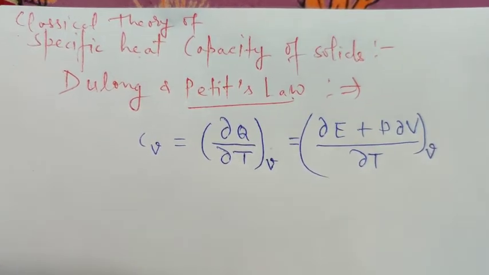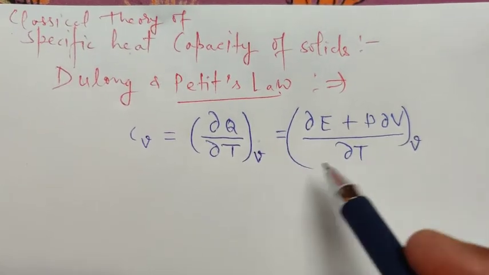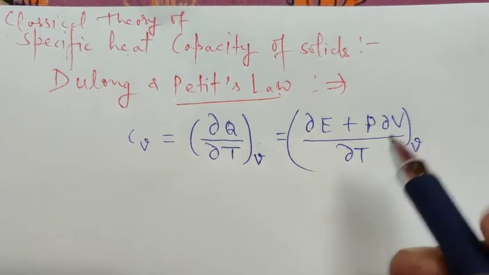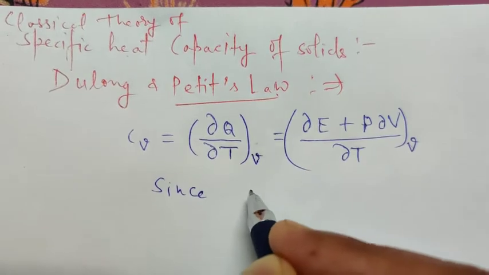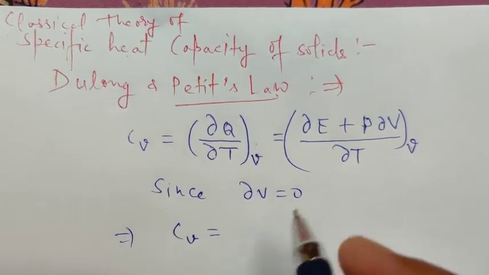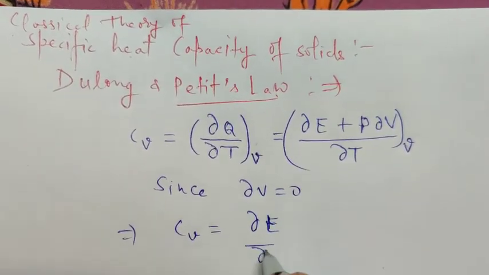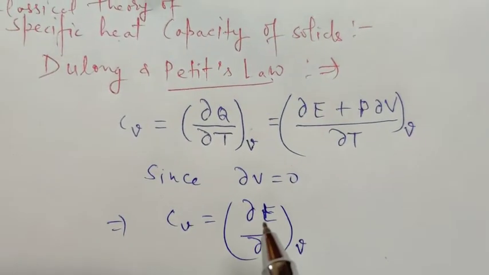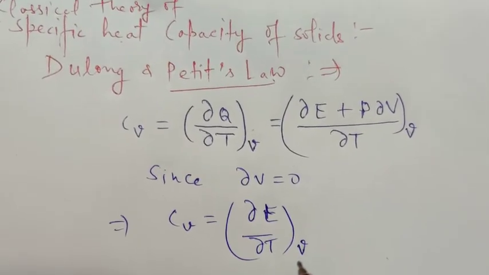and constant volume. So since your volume is kept constant here, the change in volume will be zero. Therefore this term will be zero since volume is kept constant, so dV is equal to zero. Therefore your equation reduces to C_V equals dE upon dT at constant volume. So it is basically the rate of change of energy with temperature at constant volume.